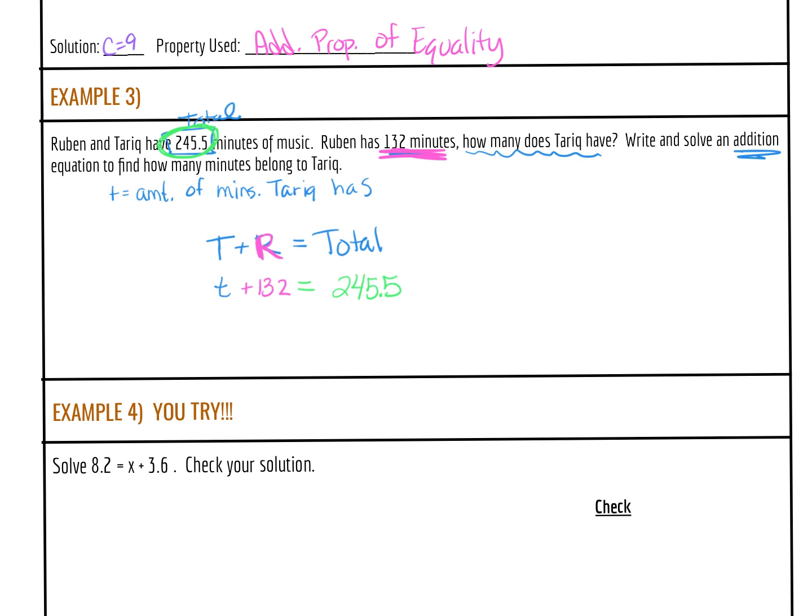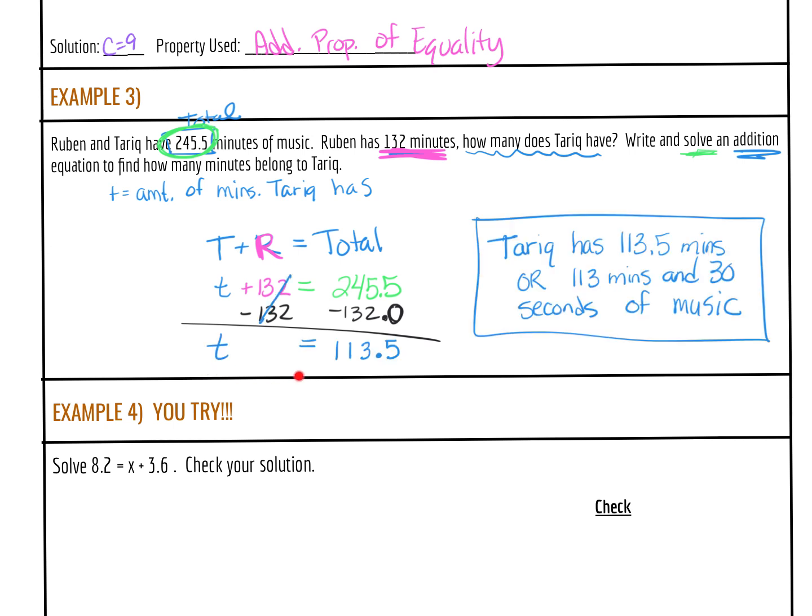Okay? So now we are going to solve the equation. Go ahead and use a property of equality to solve this equation. You should have subtracted 132 on both sides of the equation. I noticed that this one does not have a decimal after it, but this one does, so I'm going to go ahead and write 0.0, and then I can subtract. Go ahead and figure out how many minutes Tariq has. So Tariq should have 113 and a half minutes, or 113 minutes and 30 seconds of music.